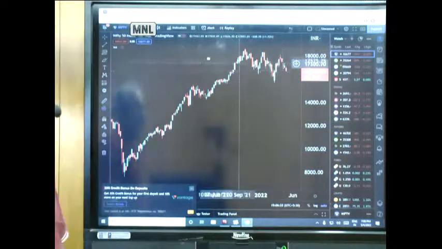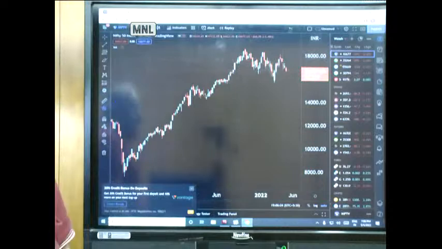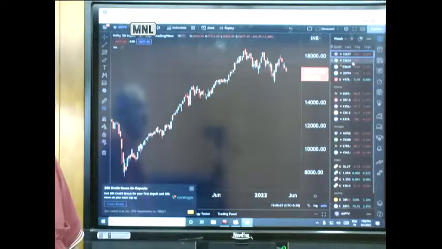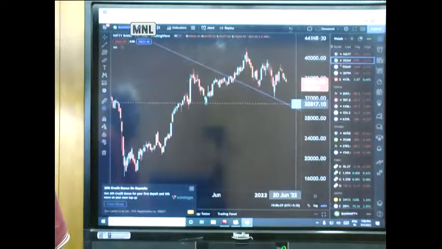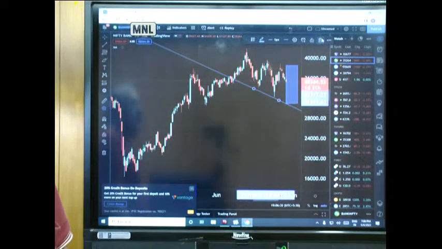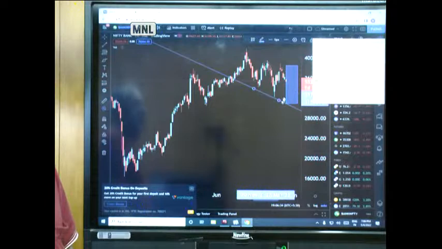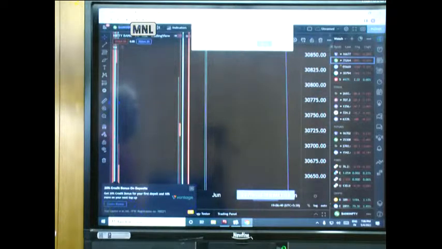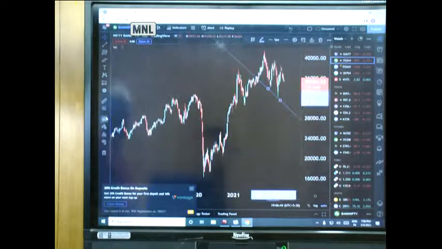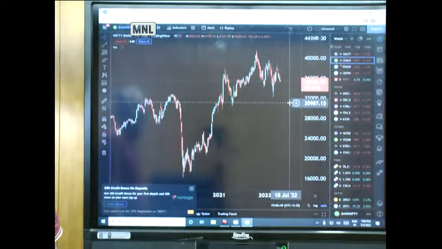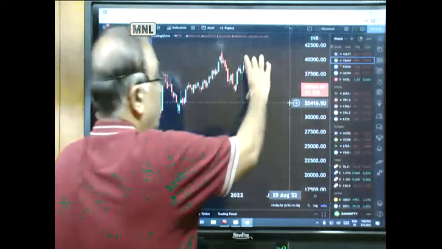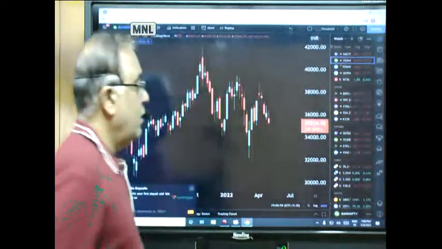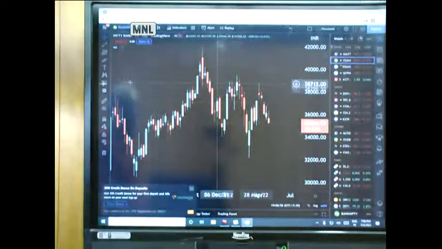Now, as I told you, we will look at a smaller time frame, but before that we also look at the Bank Nifty. So this is the Bank Nifty weekly chart. The bigger one you can see. So we will put a Fibonacci on this.